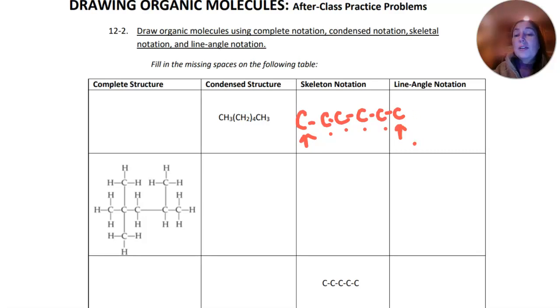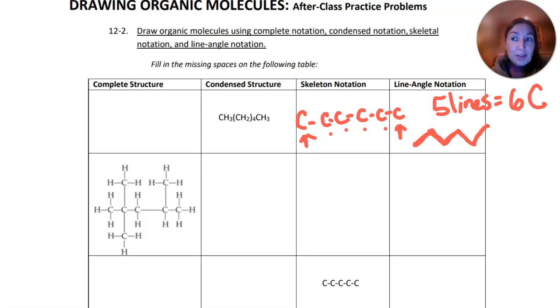In my line angle notation, I've got a total of 6 carbons, so I want to start with a point out here and call that carbon 1, and then my next point is carbon 2, so I've drawn 1 line, carbon 3, 4, 5, 6. So I want to double check my carbons. 1, 2, 3, 4, 5, 6. So notice how it only took me 1, 2, 3, 4, 5 lines for the 6 carbons. So 5 lines for my 6 Cs.